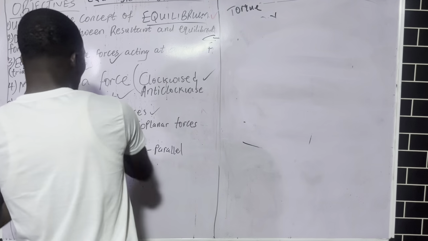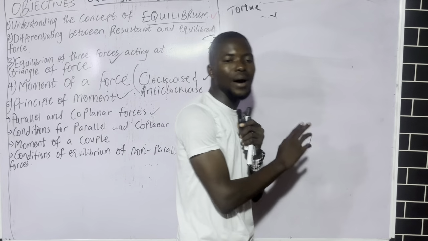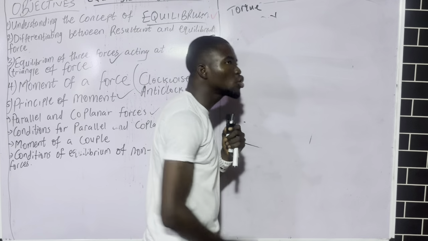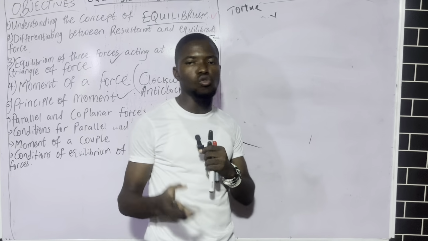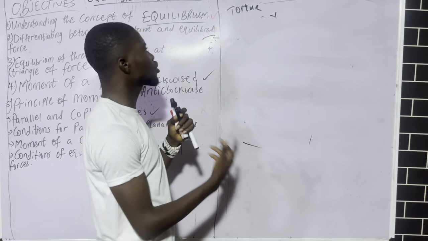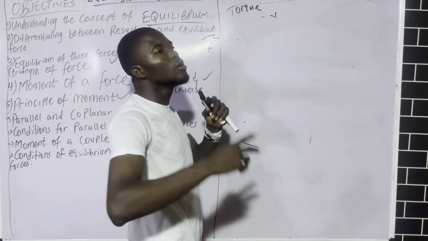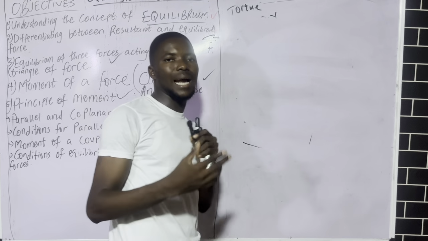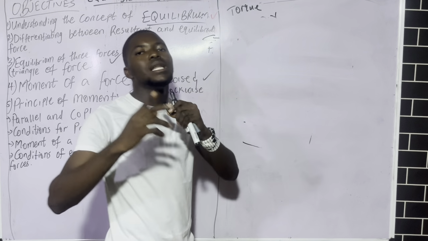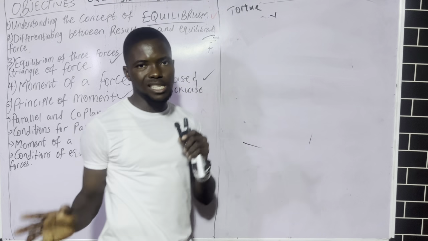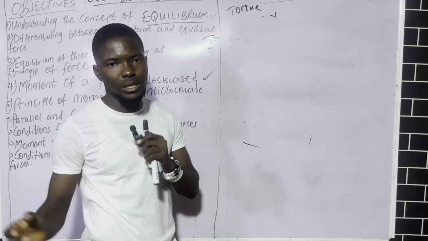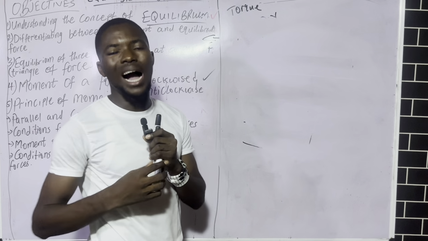Now let's talk about the conditions for parallel and coplanar forces. Now that I've understood parallel and coplanar forces, what are the conditions? The conditions are just two: force and moment. The first condition states that if forces are parallel and coplanar, for those forces to be in equilibrium, the forces must balance each other. Upward forces must be equal to downward forces, and clockwise moment must be equal to anti-clockwise moment.